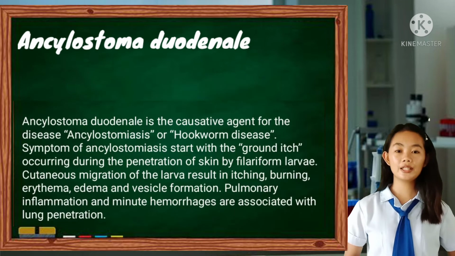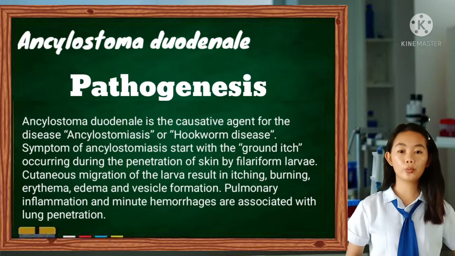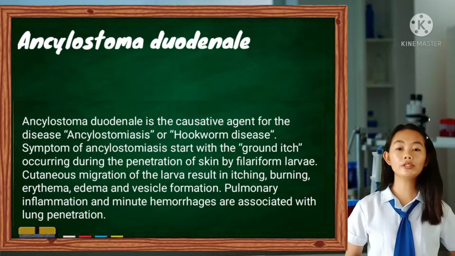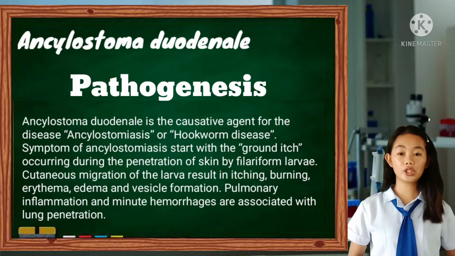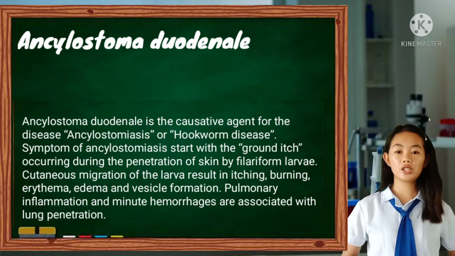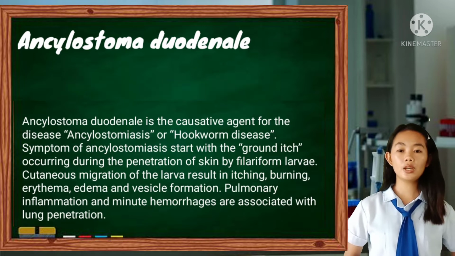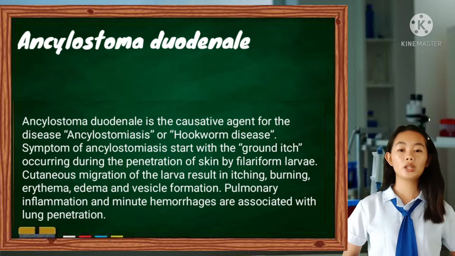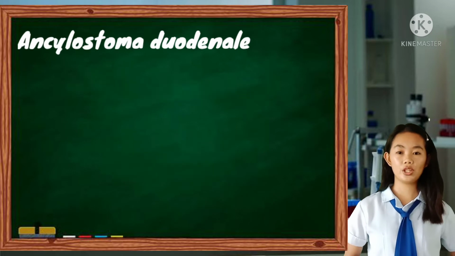Ancylostoma duodenale is the causative agent for the disease ancylostomiasis or hookworm disease. Symptoms of ancylostomiasis start with a ground itch occurring during the penetration of skin by filariform larvae. Cutaneous migration of the larva results in itching, burning, erythema, edema, and vesicle formation. Pulmonary inflammation and minute hemorrhage are associated with lung penetration.